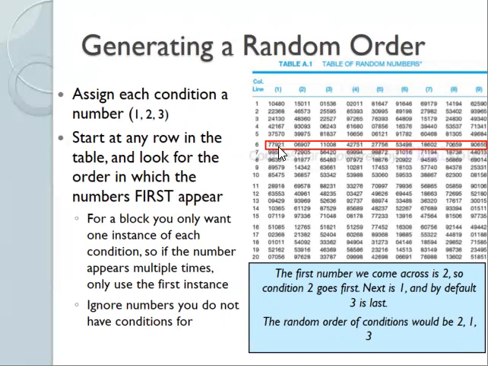Here's a 2, so I present the 2 first, and then there's a 1, so I present the 1 next. We could keep going and ignore all the others, or we could just say we know 3 is going to be the third one. So that's one strategy. And then every time you do a new block, you go to a different line and you find a different order.